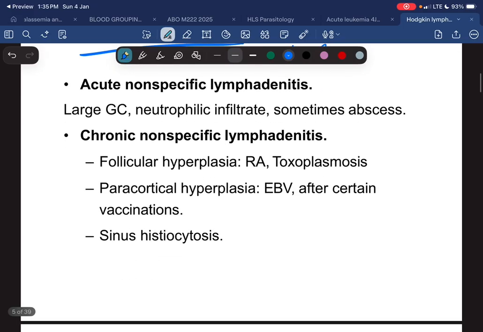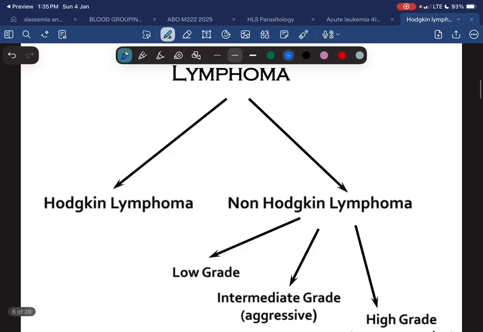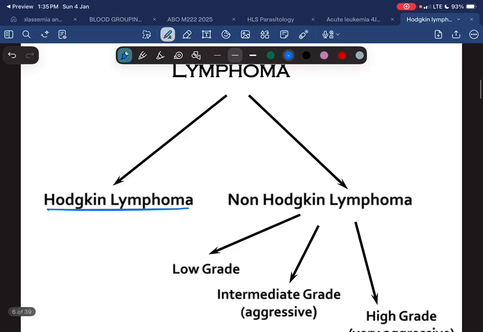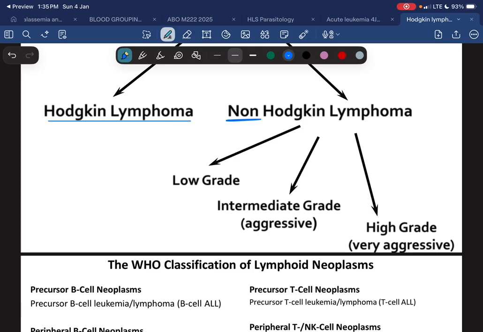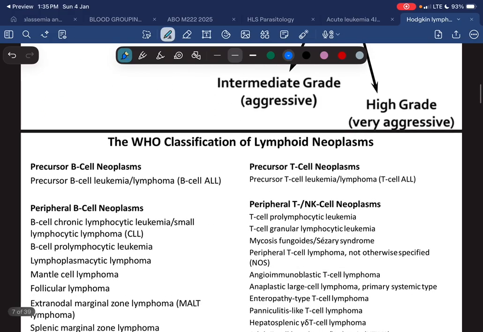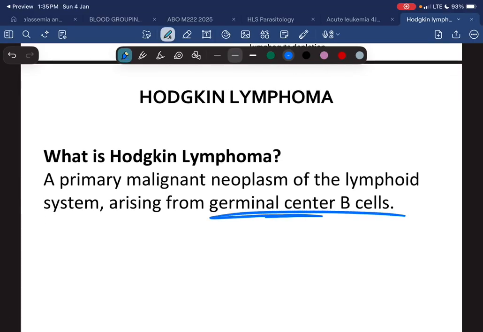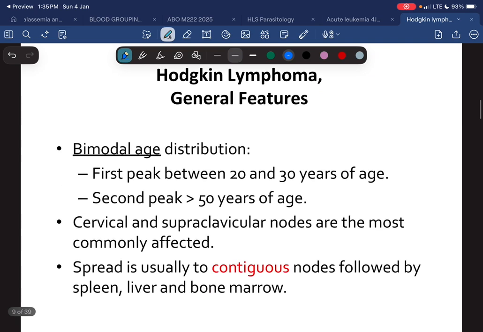Lymphadenitis aside, lymphomas we can divide into Hodgkin lymphoma and non-Hodgkin lymphoma. Today we'll talk about Hodgkin lymphoma. It is a primary malignant neoplasm of the lymphoid system arising from germinal center B cells. It has a bimodal age distribution, with two age peaks at presentation: between 20 and 30 years, or a second peak after 50 years of age.